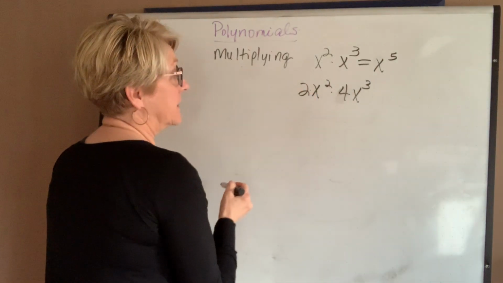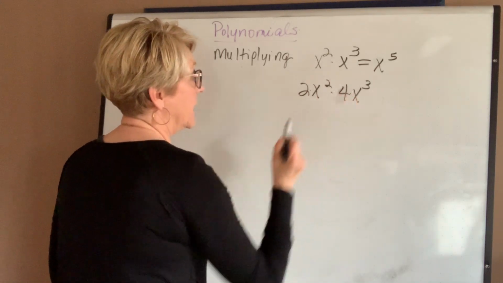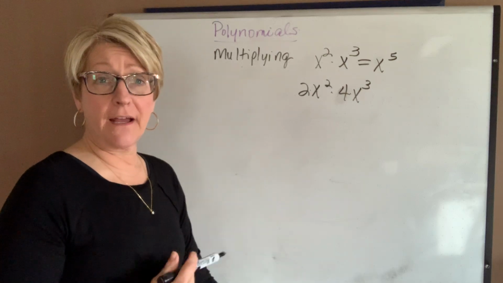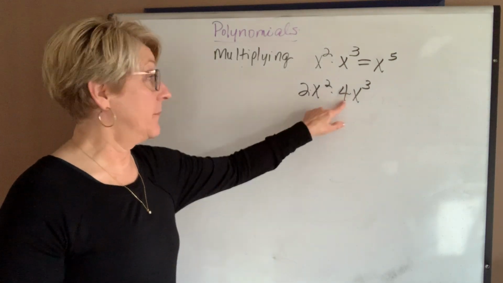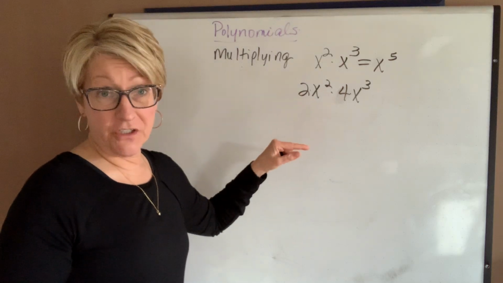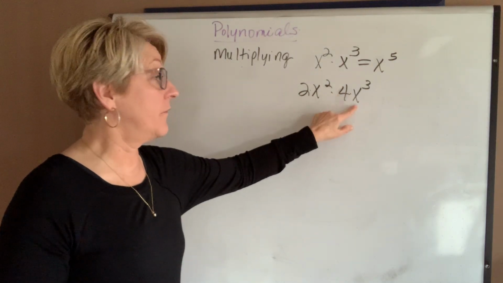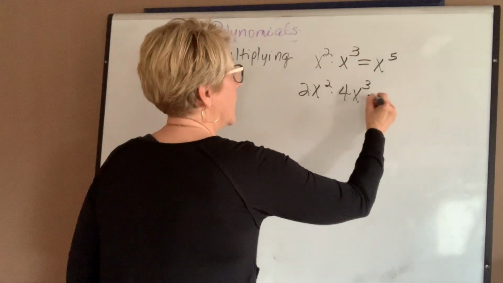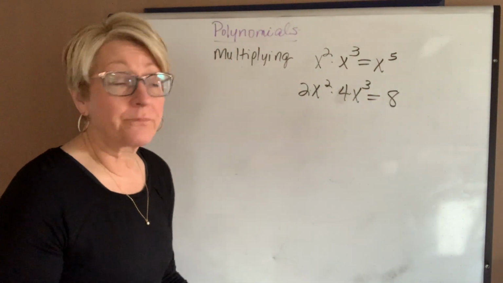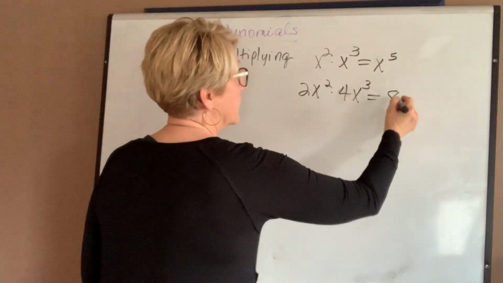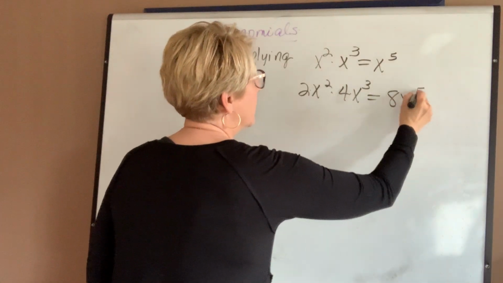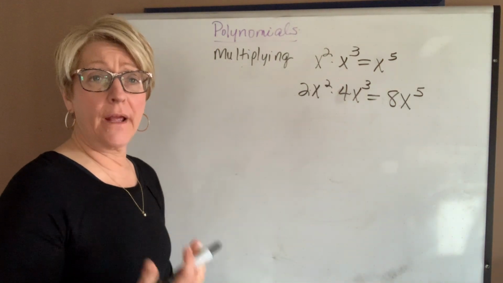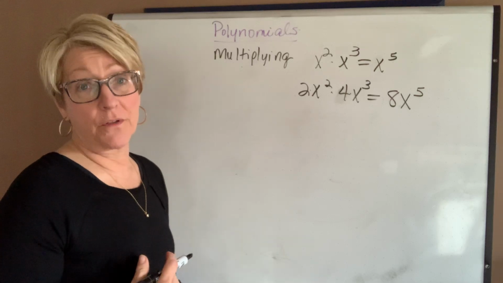2 times x squared times 4 times x cubed. And so because it's straight multiplication, that allows me to multiply my numbers, my coefficients, and then use my rule of exponents, the product rule, to multiply those bases. So we're going to get 2 times 4. And x squared times x cubed, x to the 5th. So we are familiar already with the idea behind multiplying.